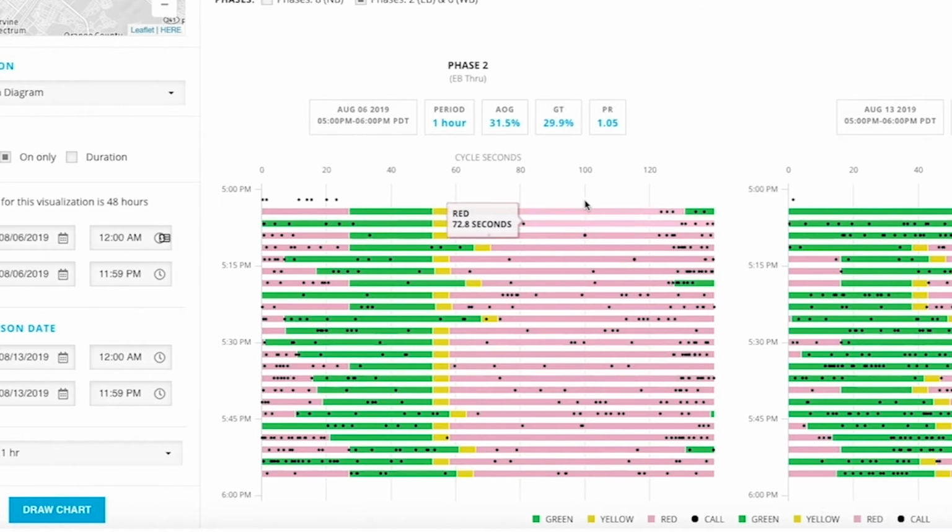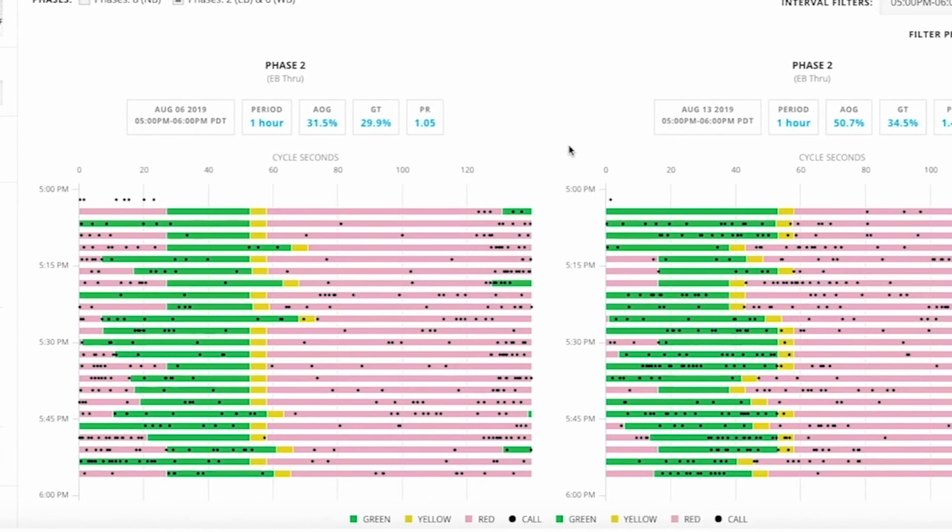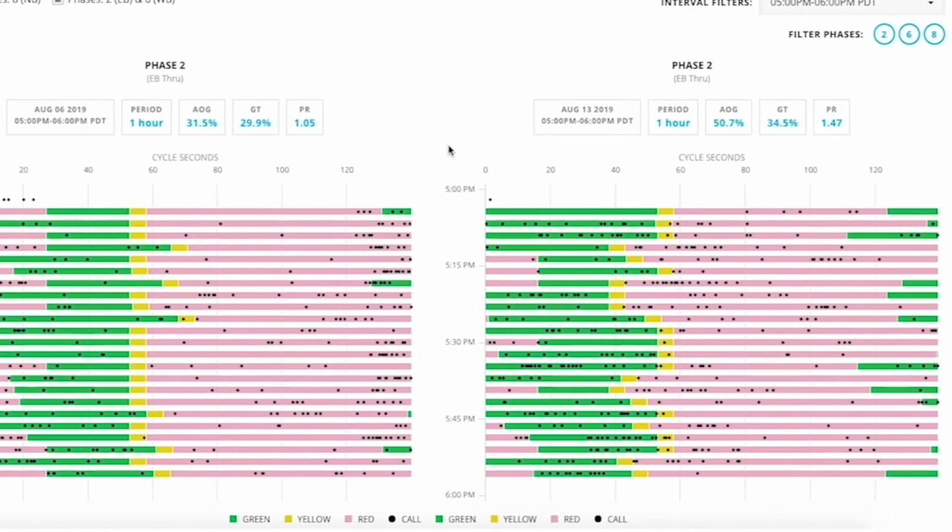And I can see the summary measure of the percentage of arrivals on green here is 31.5%. From the visualization, I can see that perhaps shifting my offset will increase the arrivals on green. Now, after the signal gets retimed, I can also use SPM to evaluate the improvements to the coordination.